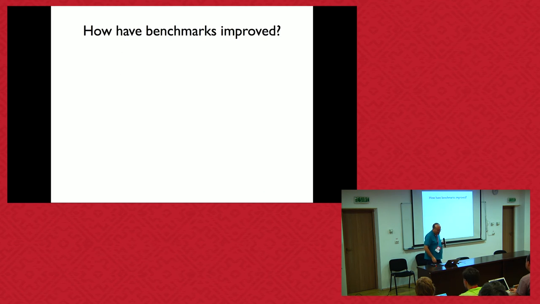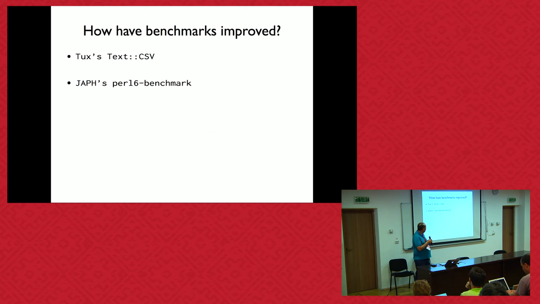Okay, to get a bit more serious, how have benchmarks improved? There's basically two sets of benchmarks that have been used for Perl 6. Tux has come into the IRC channel probably every day or two with his text comma separated values. So we've been watching how the benchmarks for that have been improving, and there's probably been quite a lot of optimization work done for that specific case. There's also a Perl 6 benchmark which is available on GitHub, and that includes the pi that I showed you earlier. That's a much larger suite of benchmarks.